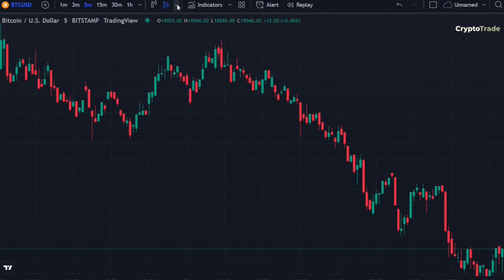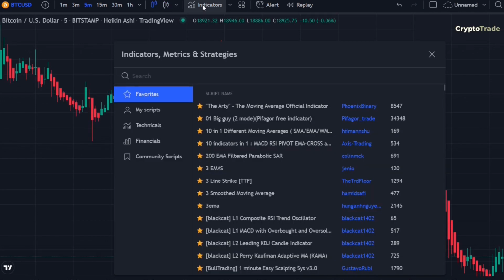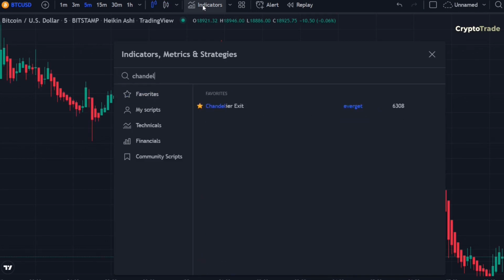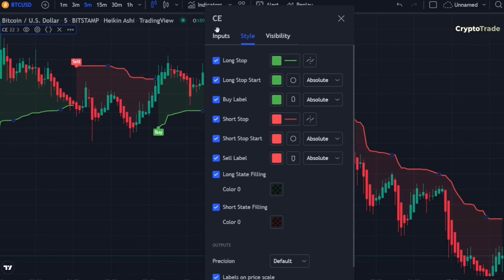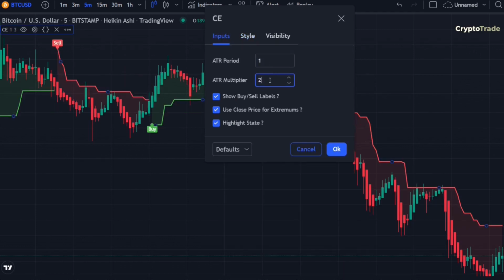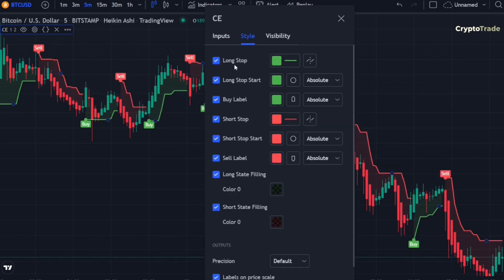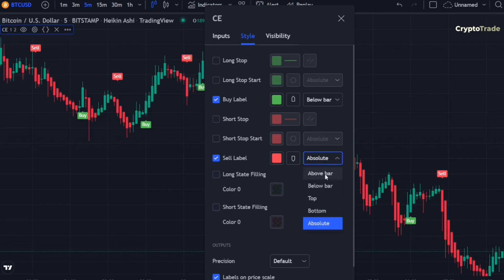First of all, select HEIKIN ASHI candles, here on the top of the chart. To add the first indicator, open TradingView search bar and type chandelier exit. Select this indicator as shown here in the video. Go to Settings and in Inputs tab, change ATR period to 1 and ATR multiplier to 2. In Style tab, uncheck all checkboxes, except Buy Label and Sell Label. Set Buy Label arrow to below bar and Sell Label to above bar.